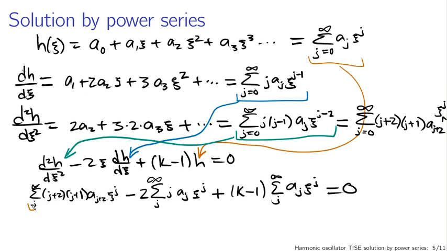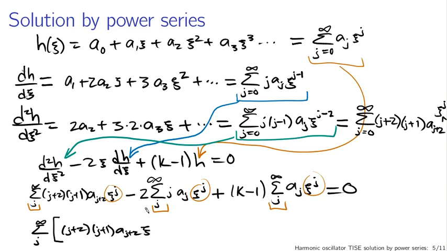Now, each of these terms has a sum over j and a c to the j power in it. What that means is I can effectively treat these sums lining up terms that are raised to the same power of c by effectively just pulling out the sum. So I can write this whole thing as a sum over j going up to infinity of j plus 2, j plus 1, a to the j plus 2. And if I'm factoring the sum out on the left, I can factor the c to the j out as well. So I'll write the c to the j out here on the right.